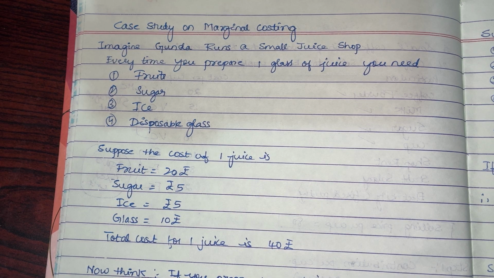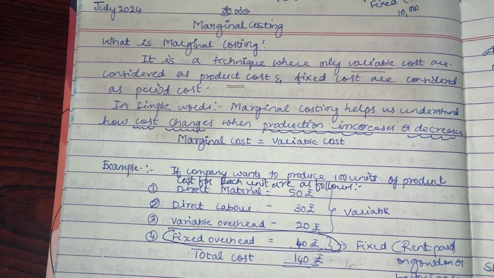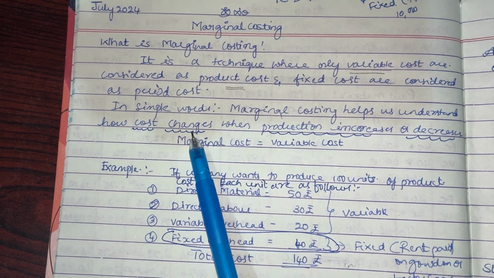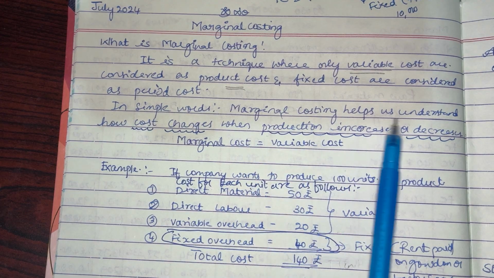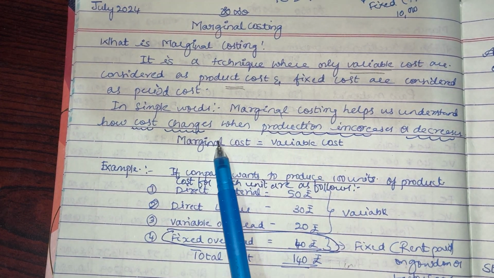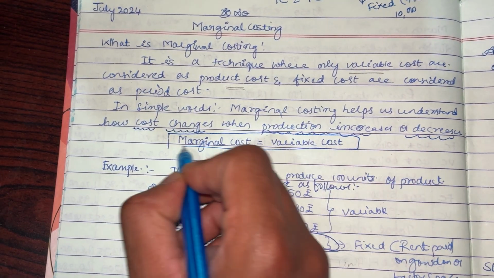So let us start today's class. Guys, in the last class, if you do remember, I will just explain in very simple words. Marginal costing helps us to understand how cost changes when production increases or decreases. So marginal variable cost is considered as the product cost. In simple terms, this is the equation that we had learned. Marginal cost is nothing but variable cost.